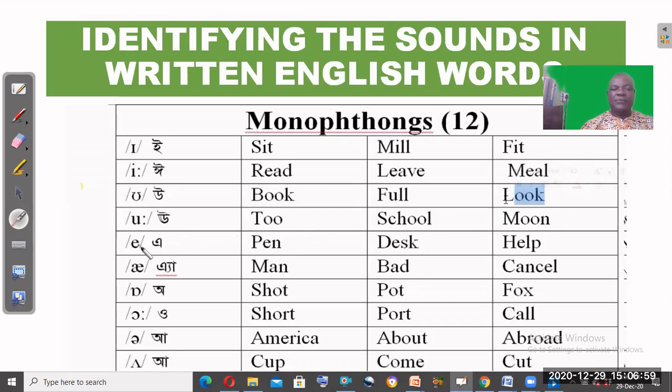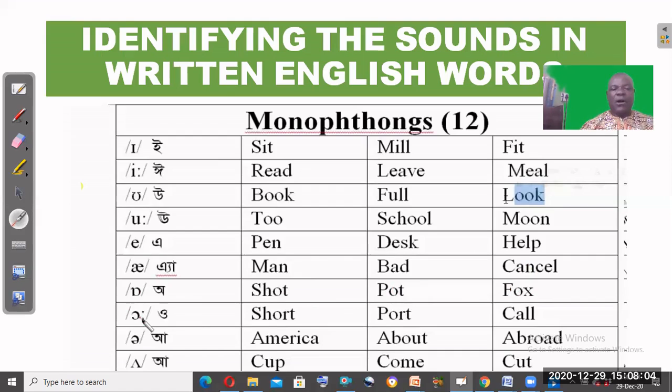Next we have a sound you can hear in pen, desk, help, pen, desk, help. Next we have a sound you can hear in man, bad, cancel, man, bad, cancel. Next we have o. You can hear this sound in short, pot, fox, shot as in gun shot, pot, fox.